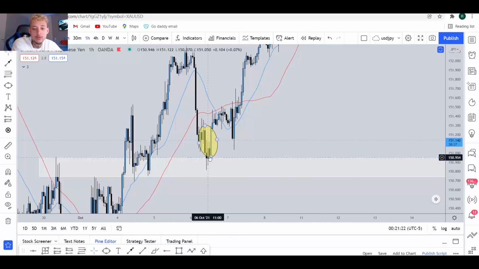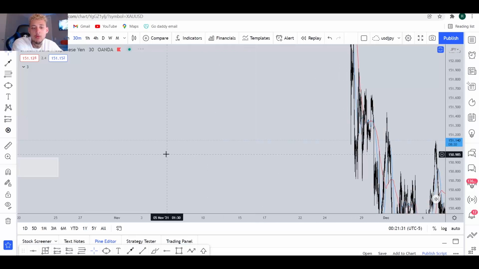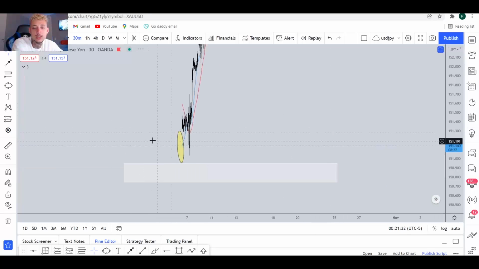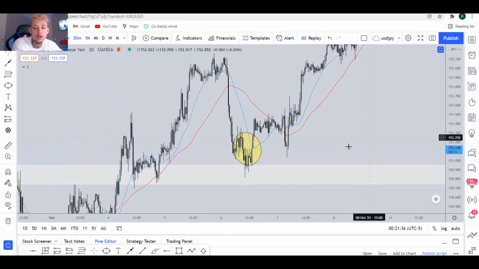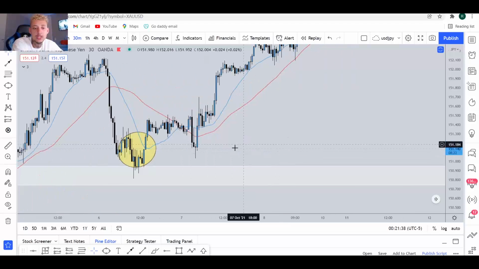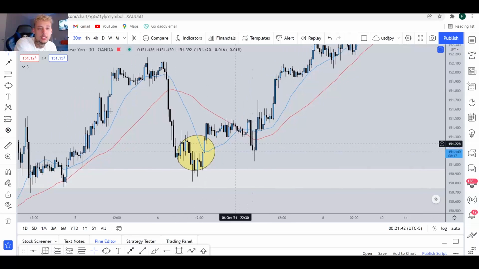So pretty much price rejected support, continued to trade higher, then pulled back, and then it gave us a bullish variation pattern. Now in this situation, I would go to the 30-minute time frame just so I could see a little bit more detail with price and really see what's going on here, right? So your first indication to look to buy is right here in this 30-minute time frame.